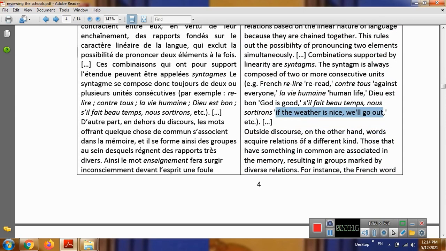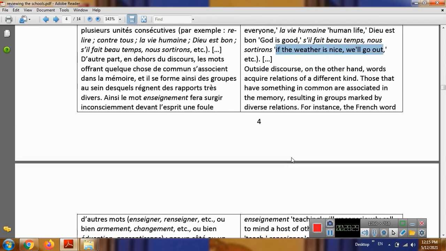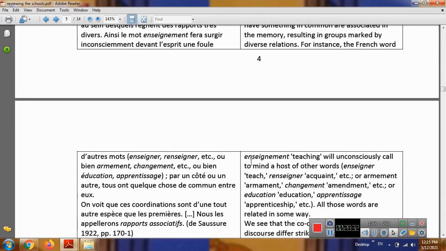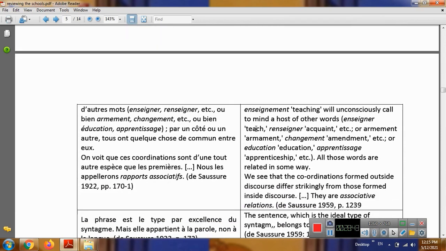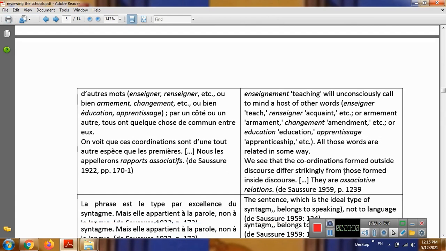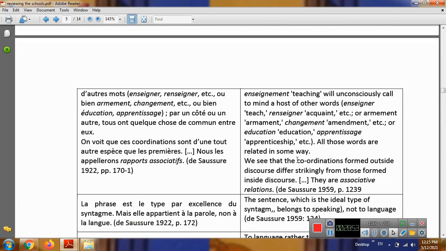Outside discourse, on the other hand, words acquire relations of a different kind. Those that have something in common are associated in the memory, resulting in groups marked by diverse relations. For instance, the French word enseignement, meaning teaching, will unconsciously call to mind a host of other words: enseigner, teach, apprentissage, changement, and so on. All those words are related in some way.